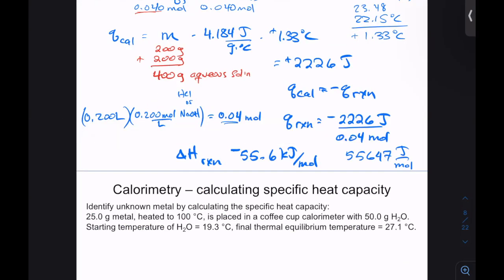Here, let's make that clearly an equal sign. It's negative because Q of the reaction is negative, okay? That's why your sign convention is really important. This reaction is an exothermic reaction. So when you're defining what delta H of that reaction is, you've got to have that negative sign. That's telling you that it's an exothermic reaction.